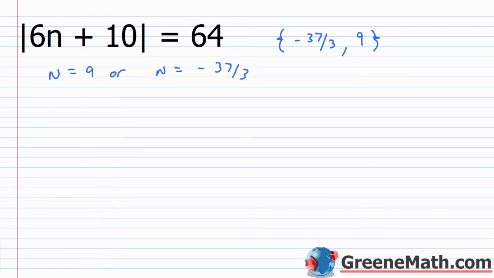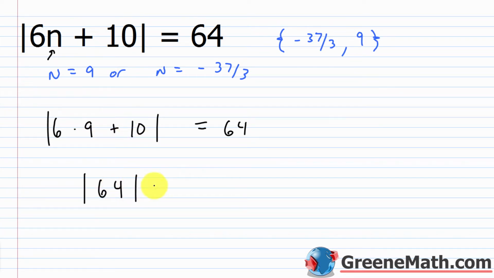So the first one, n equals 9. So what happens when I plug in a 9 for n? So you have 6 times 9 plus 10, and then we take the absolute value of this, and it should equal 64. Well, 6 times 9 is 54. 54 plus 10 is 64. So you get the absolute value of positive 64, which of course is going to equal 64. So the left and the right side here are going to be equal. So that's our first scenario. That's kind of the easy one to understand.